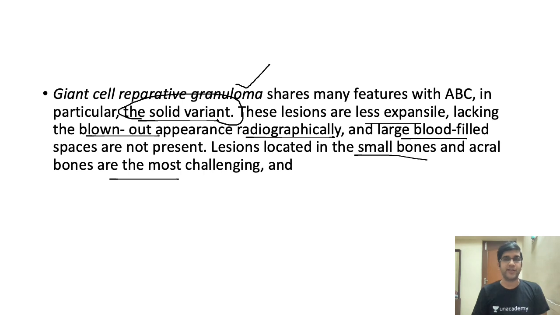So that's with today's case. We saw a case of a giant cell rich lesion in the bone, which is aneurysmal bone cyst, and we saw the differential diagnosis as well, fine?